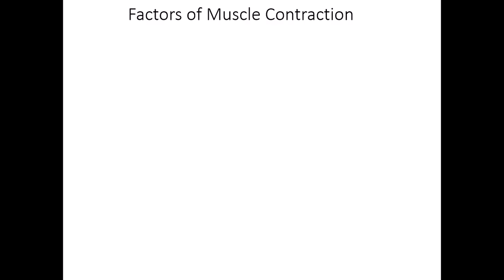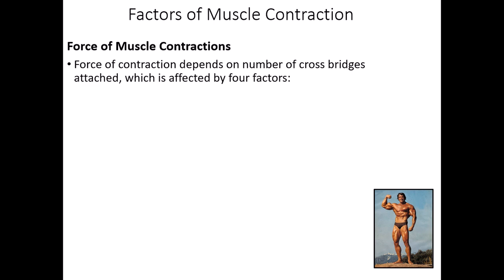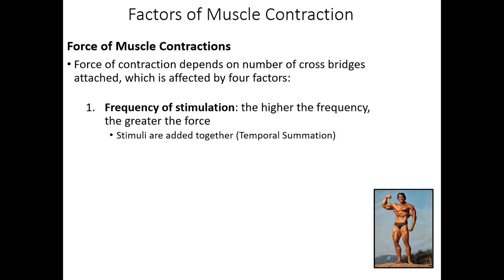Okay, so we understand that we need different forces to our muscle contractions depending on what we're going to do. And so that force of contraction is due to the number of cross bridges attached. The more cross bridges attached we have, the more sliding filaments are going to move and the stronger the contraction will be. So there are 4 factors that affect this, and we've already talked about 3 of them.